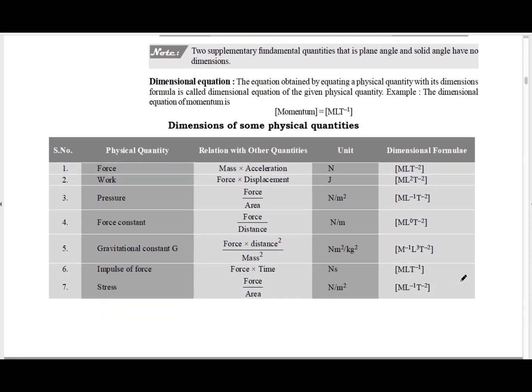These are some examples of derived physical quantities and their dimensional formulas. We will discuss a few of them. Let us take the example of force. Force we will discuss in our next unit, Newton's laws of motion, where force is equal to mass into acceleration. Its unit is Newton, and we can derive its dimensional formula as MLT to the power minus 2. Mass is represented as M, and acceleration is meter per second square. Meter has dimension L, and second square is T square. So when we solve this, we can write it as MLT raised to power minus 2.